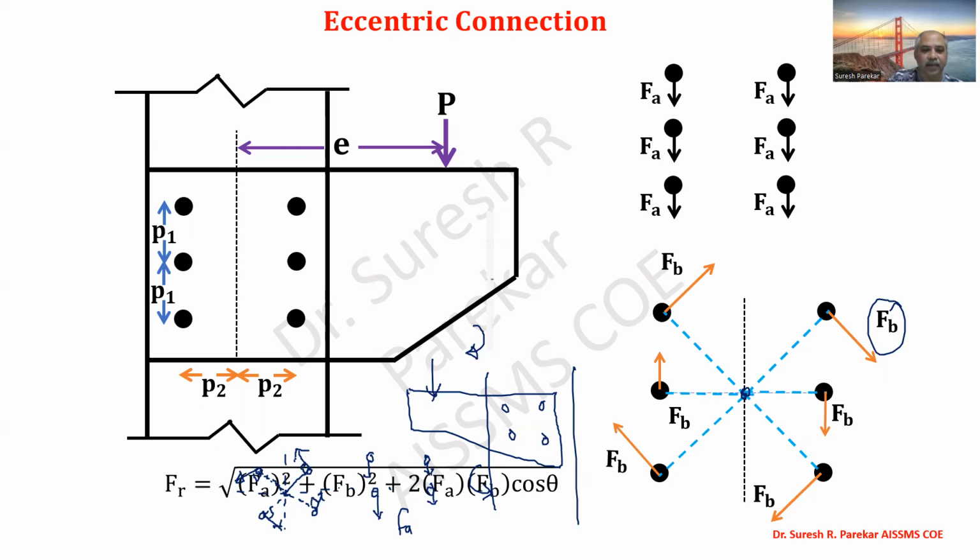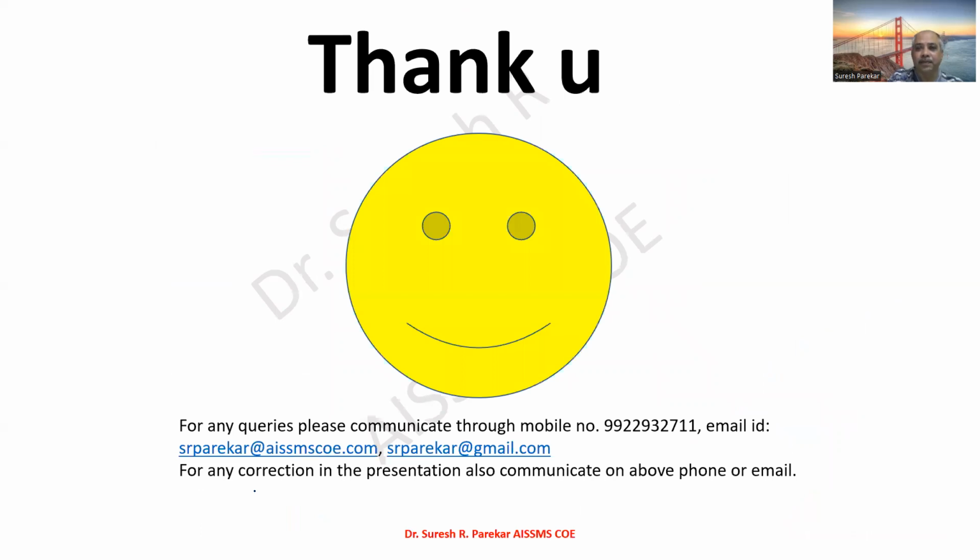So you can see the formula that is given: FA square plus FB square plus 2 FA FB cos theta. Our second formula you have already seen. And this resultant force in bolt should be less than your VDB, design strength of bolt. So our design strength of bolt should be greater to avoid failure.